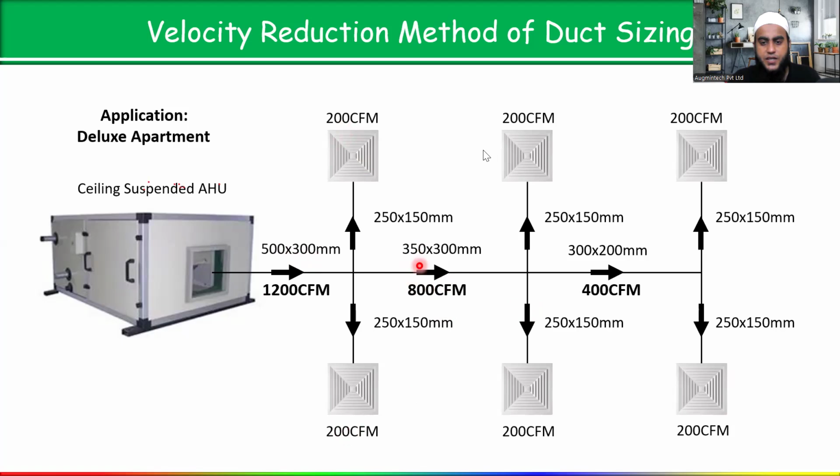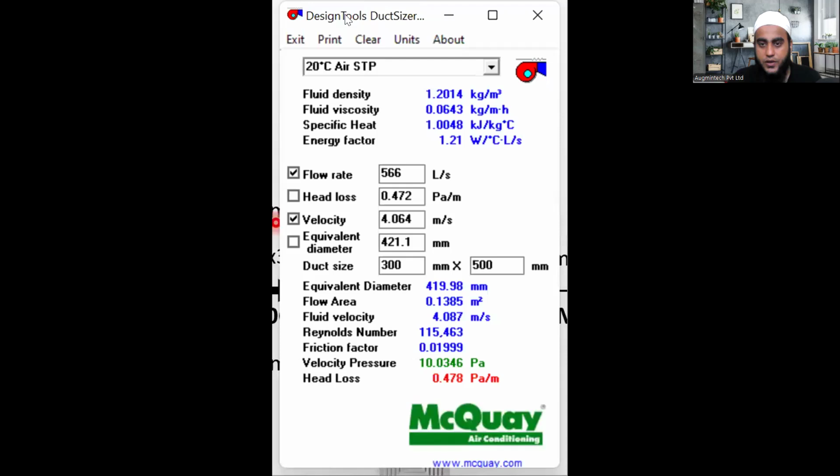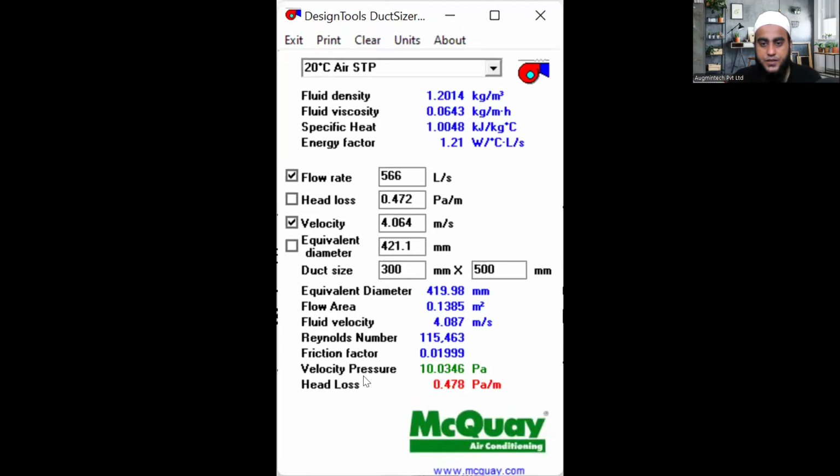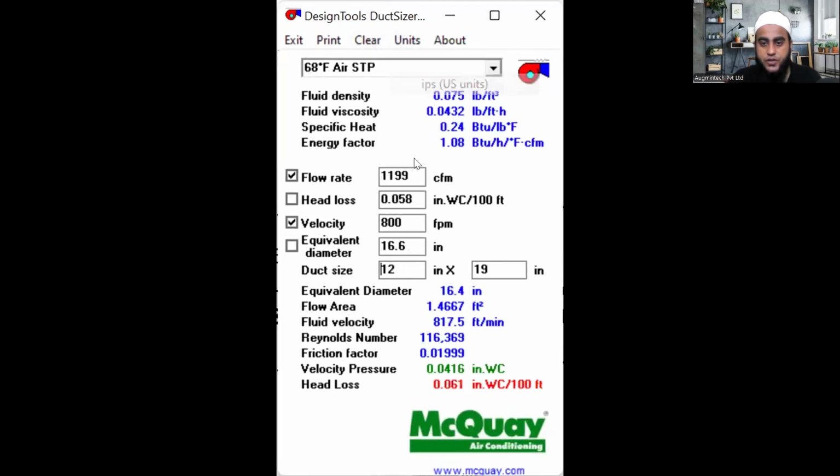So the condition is the same. Just open the duct sizer software. Okay, this is your software. Change the unit first. If you want to work in imperial, okay, no problem. You can write down the value in inches. Actually, in my PPT, I have written the sizing in mm. That is why I'm changing the unit.